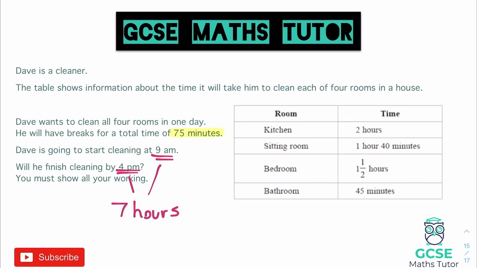Now to start with, we don't want to forget about this 75 minutes. So I might just add that over to here. And while I'm doing that, I'm just going to write it as 1 hour and 15 minutes. There are 60 minutes in an hour, so I'm going to write 1 hour, 15 minutes, and that's the break. So I'm just going to put the break down there.